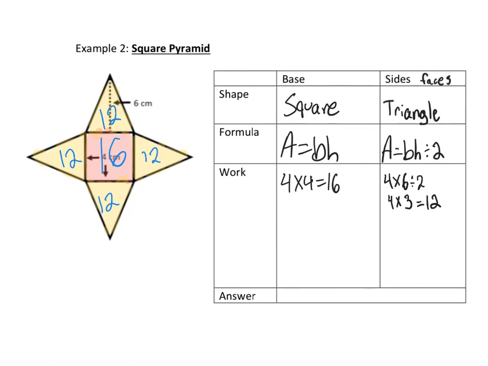Now, to make this a little easier, we can do 12 times 4, since there's 4 exact same triangles, to get 48. And then we just have to add our base of 16 plus 48 for all of the faces. And we do that to get 64 centimeters squared. It's still surface area, so it has to be units squared.